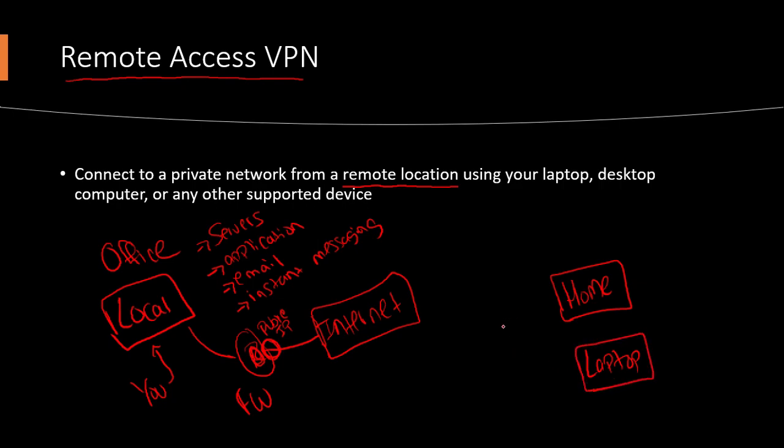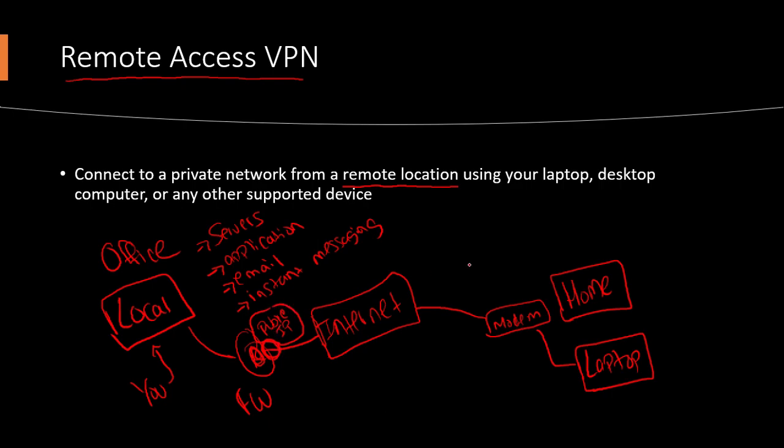Now your laptop is going to have some type of modem or router, right? And this modem or router is going to connect to the internet. Now, when your laptop connects to the modem or the router, this is what gives you access to the internet, which means you can then hit the public IP of this firewall.